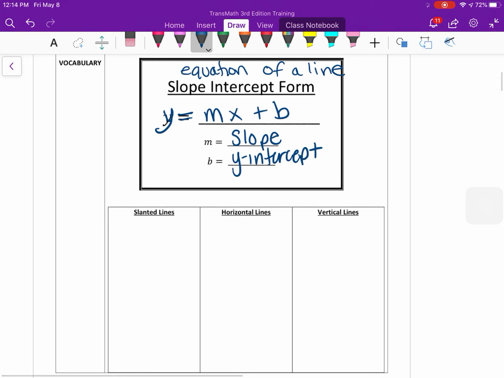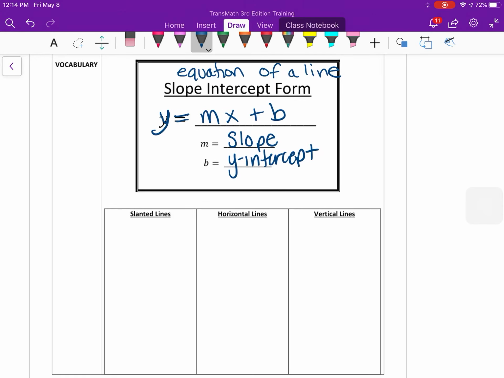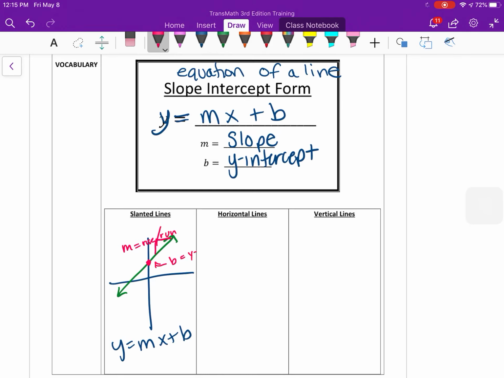So remember, we have three types of lines. We have slanted lines that either have a positive or negative slope. They look something like this. Remember, those are in the equation y equals mx plus b, where m is like rise over run, the slope is rise over run, and the b is the y-intercept, where it crosses the y-axis.